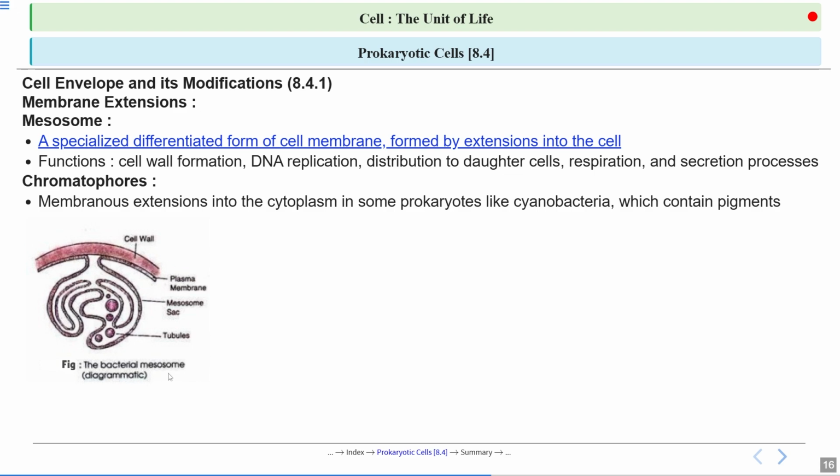You can see this is an image of the mesosome. It has a mesosome sac. You can see the plasma membrane, and this is the cell wall. Clear? And mesosomes are formed by extensions of the membrane.